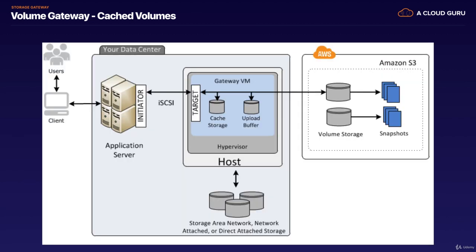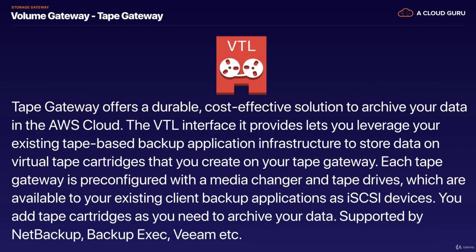So again, here's a diagram. We've got our users, we've got our application servers. It's connecting in through iSCSI to our host, and our host is running our virtual machine, a gateway VM. This is also accessing SAN, storage area networking, which is basically just a big disk. And then the gateway VM is replicating our information over to S3. So that's how that one works.